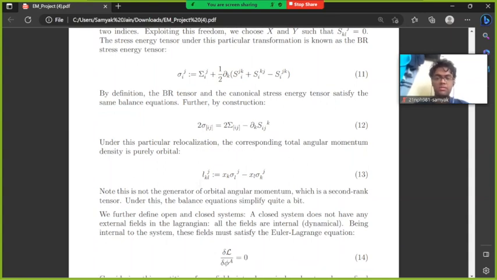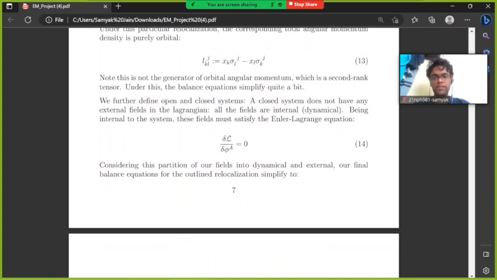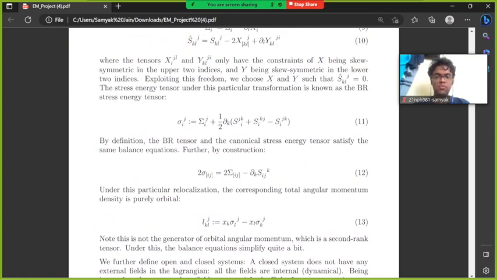And by construction, because the spin part has been put to 0, the total angular momentum is defined only by the orbital angular momentum, as in equation 13. We note that this small l does not refer to the generators of orbital angular momentum that we saw earlier, which is a second rank tensor. So under this new stress energy tensor and spin density, the balance equations simplify quite a bit.